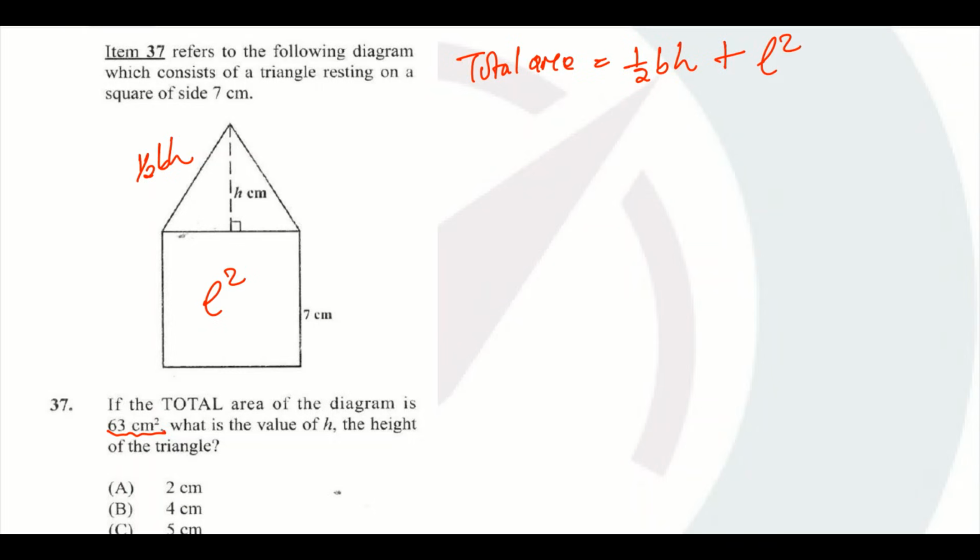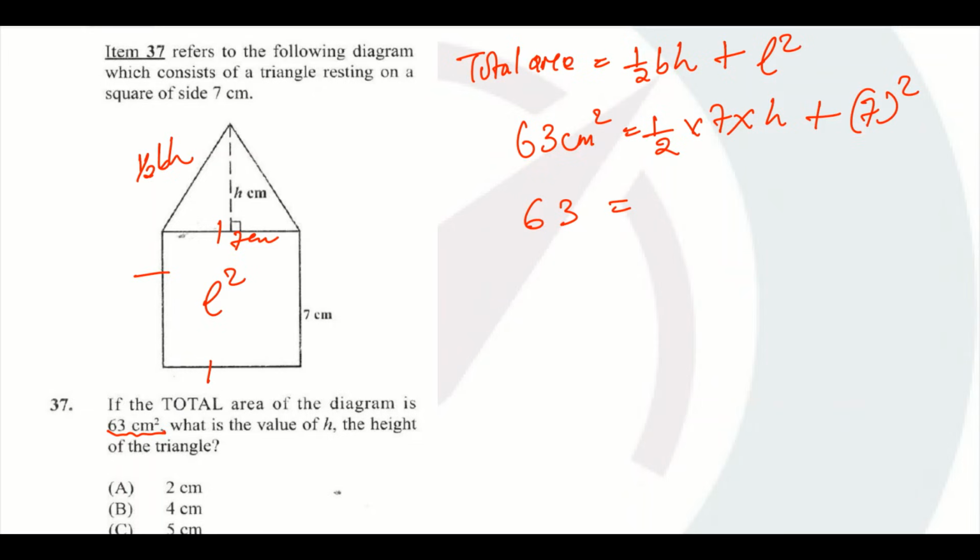So let's put in what we have. 63 centimeters squared is equal to half times the base. The base is 7, because if it's a square, all sides are equal. So it's 7 times H, that's what we want to find, plus the area of the square, which is 7 squared. So we have 63 equals 7/2 H plus 7 times 7, which gives us 49.